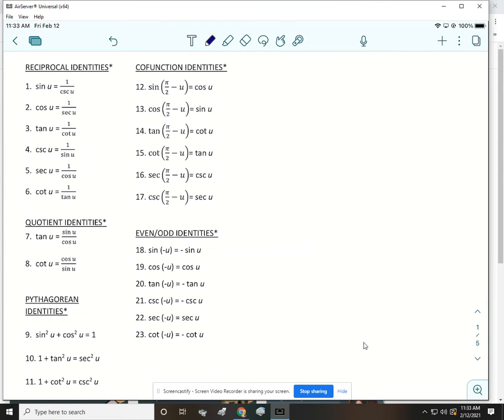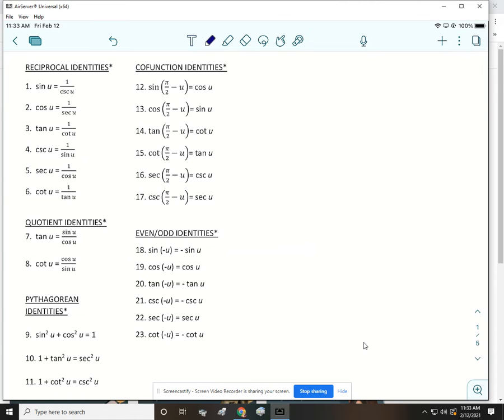The co-functions are kind of easy to remember because sine's co-function is cosine, cosine's co-function is sine, tangent's co-function is cotangent. So you just take the word and you add a co, or you take off a co, and that gives its co-function. So that's not too terrible to remember.